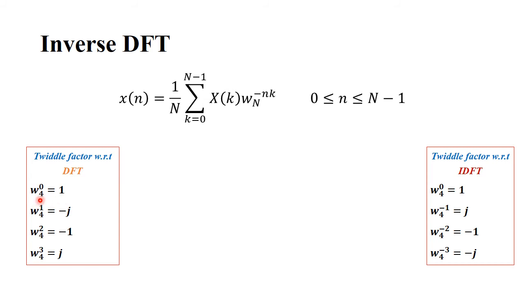Therefore, for omega 4 power 0 in the DFT, it is equal to 1. In the IDFT also it is equal to 1. In the DFT, this value is minus j. In the IDFT, it will be the complex conjugate, so it will become plus j. Then here it is minus 1. Same here also minus 1, because this is a real value. For a real value, the complex conjugate is not going to make any changes. Here it is j, and here it has become minus j. So the sign of the complex value has changed over here.